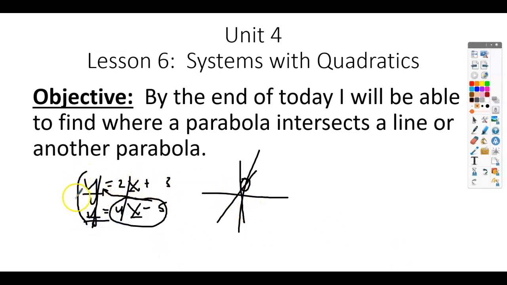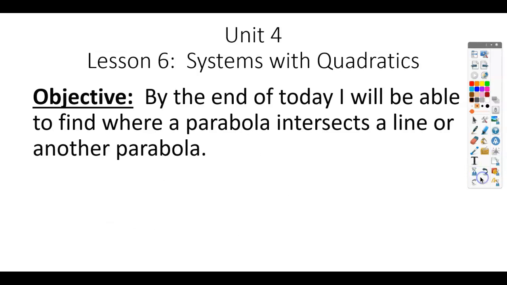Those are the graphing, substitution, and elimination methods that we learned back in Unit 1 about a month or two ago. Okay, well, we're going to do that again. It's just that this time we're not going to do it with linear equations. We're going to do it with quadratics. Okay, and so by the end of the day, you should be able to find where a parabola intersects a line or another parabola. In other words, we're solving a quadratic system of equations.